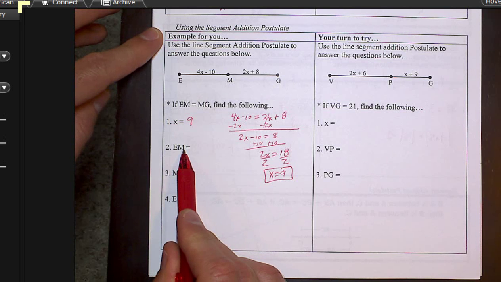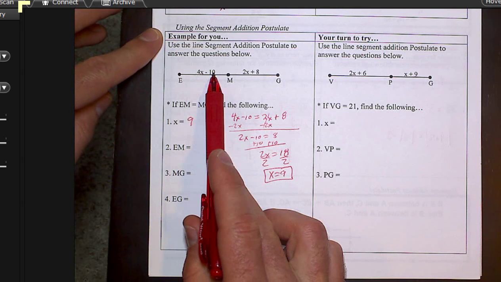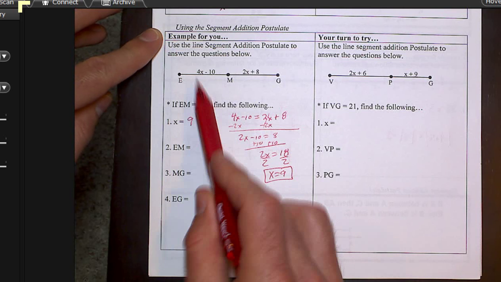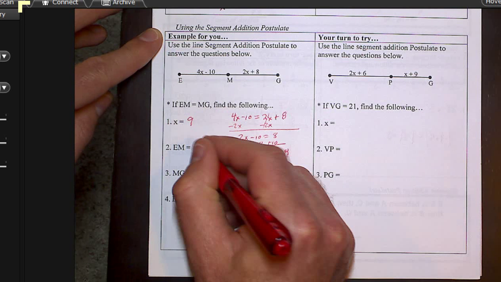Well, if we know EM is really 4x minus 10, we can take our x value of 9 and plug it in for x and use substitution. So 4 times 9 is 36, and 36 minus 10 is 26.